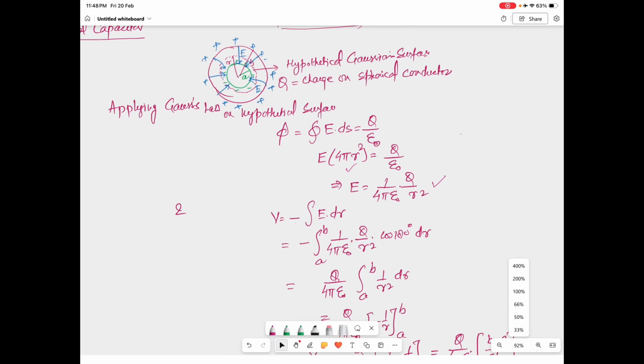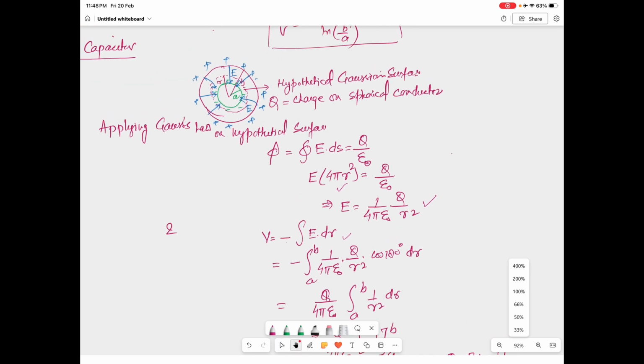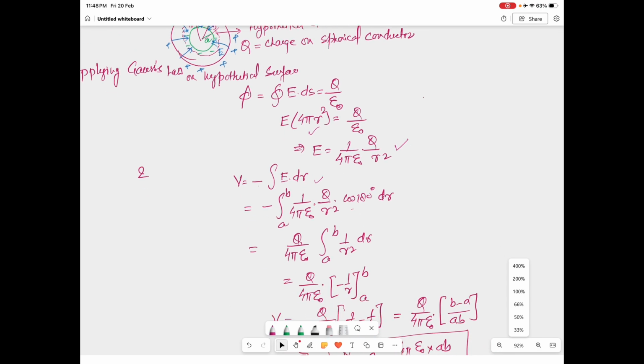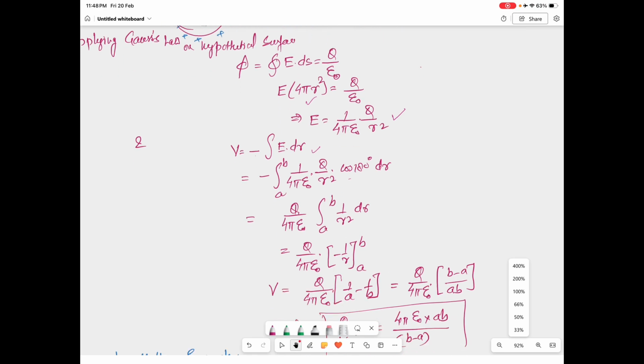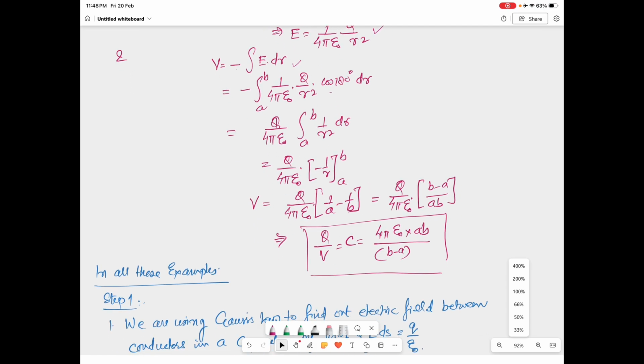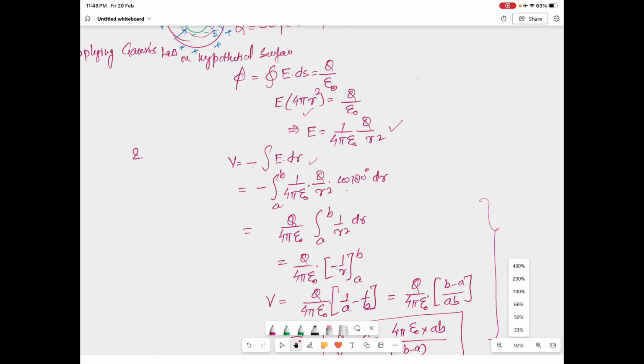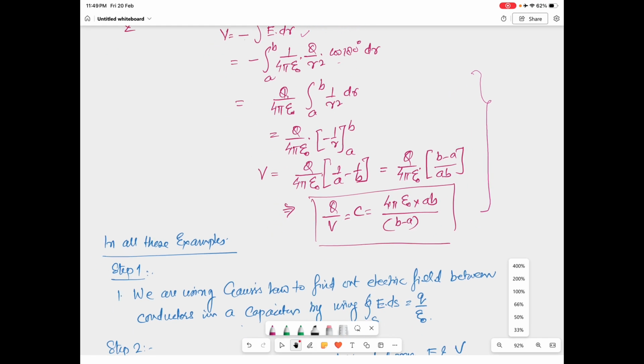Now V is equal to minus integral E dot dr, again using the relation of electric potential and electric field, and the angle is 180 degrees because we are moving outward and the electric field is inward. So this value is substituted, 1 by R square dr, and by using integration we have solved it and found the value of the spherical capacitor. So Q upon V is 4 pi epsilon naught into AB upon B minus A.